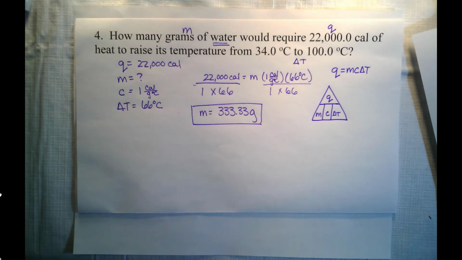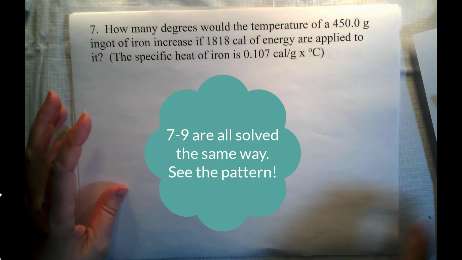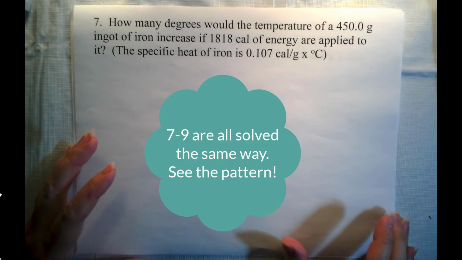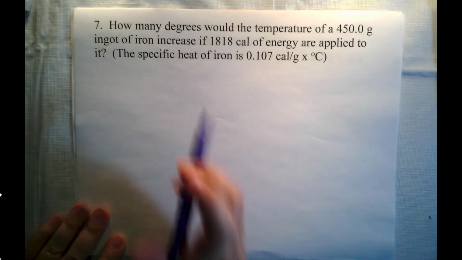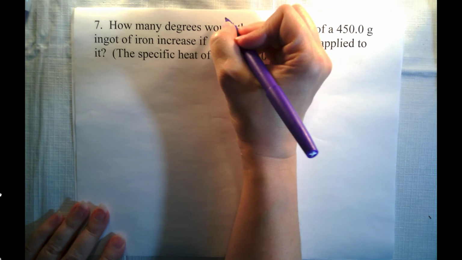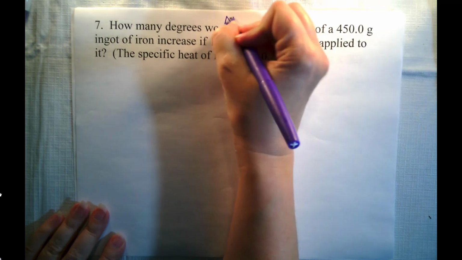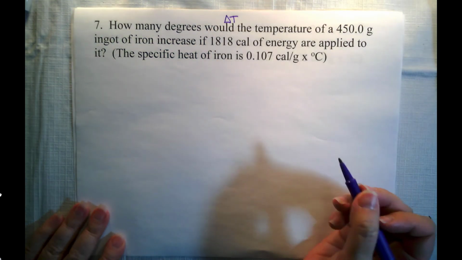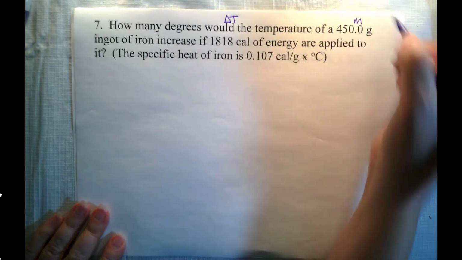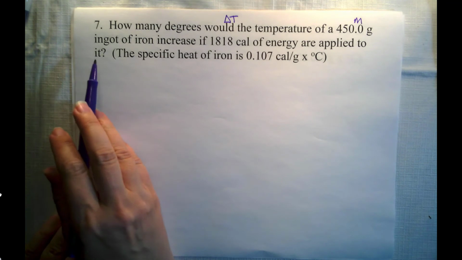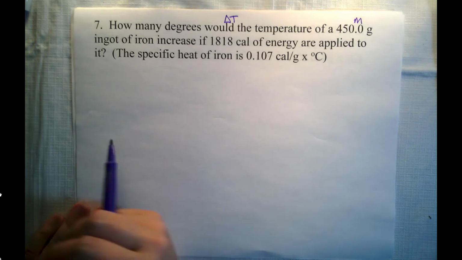All right, let's do one more problem. So let's look at problem number 7. Okay, so problem number 7 says how many degrees would the temperature, so right there, I don't even have to finish going yet. I am going to be looking for something temperature related of a 450 grams. So this is my M. Ingot. Don't worry about words that don't make sense, but an ingot's a chunk of iron.